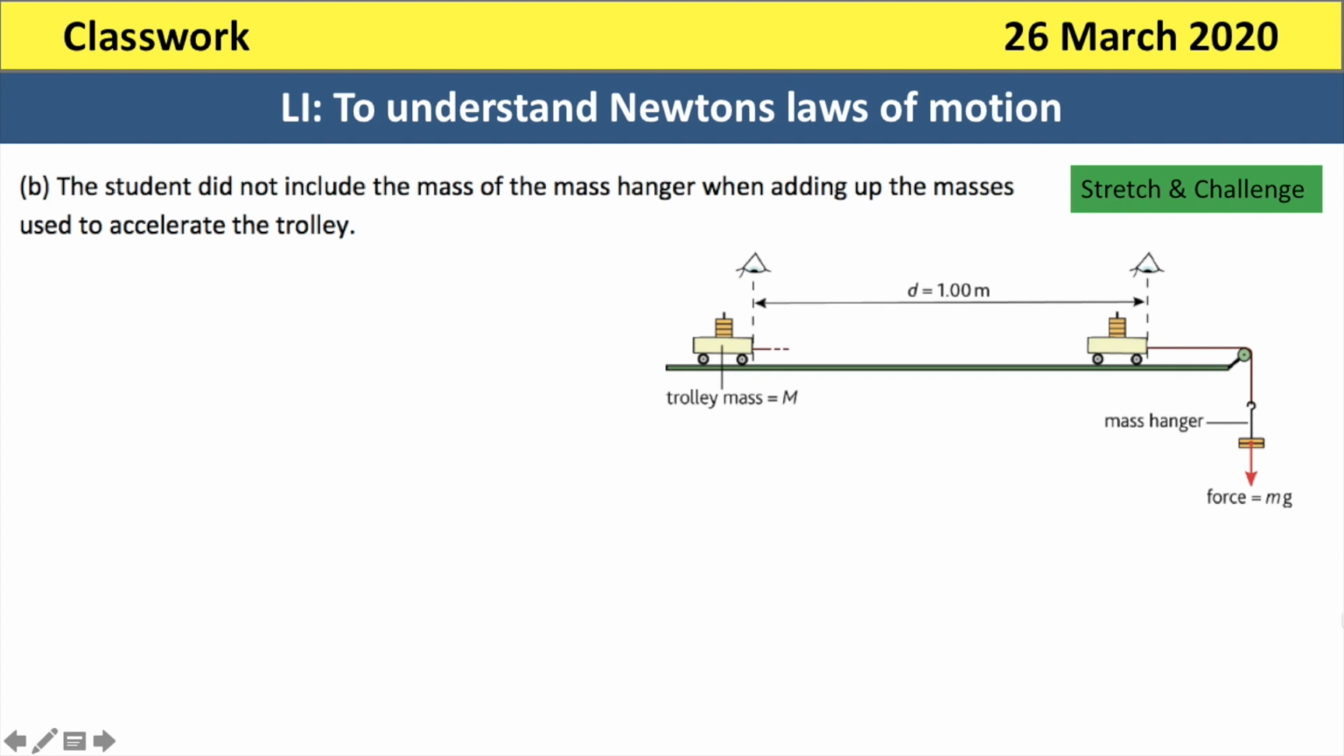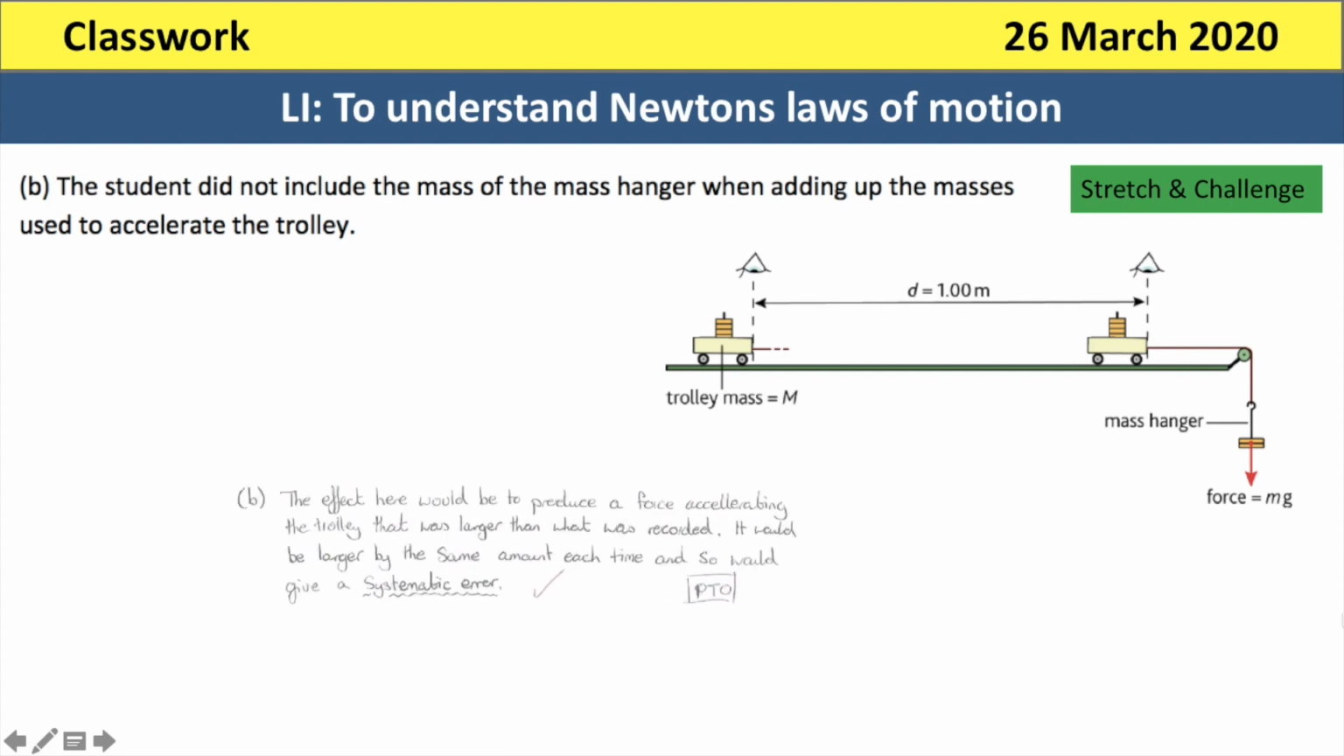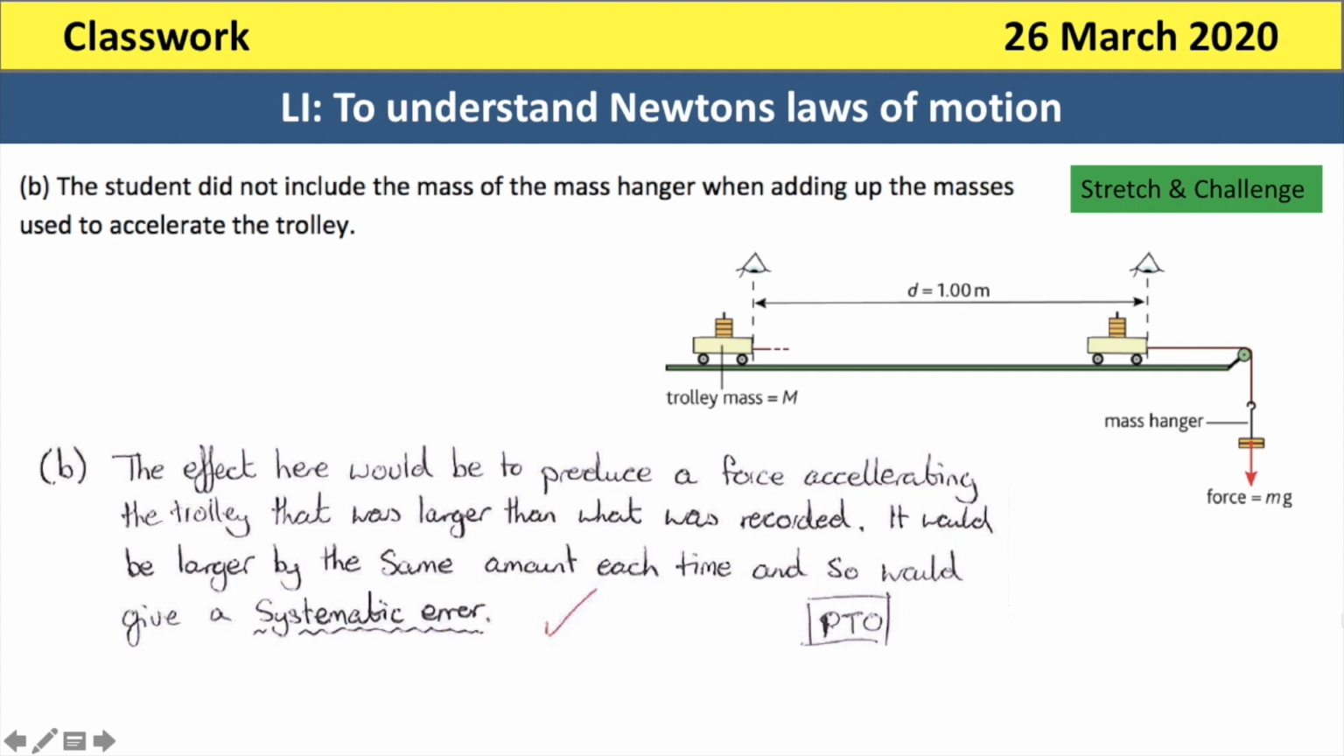Part B, the student did not include the mass of the mass hanger when adding up the masses used to accelerate the trolley. Now, that just means that because they've not included the mass of the mass hanger, the force that's acting on the trolley will actually be bigger than what the student believes it's going to be. But that wouldn't be too much of a problem because obviously it will be by the same amount each time. Because it is by the same amount each time, we say again that this would also be a systematic error.